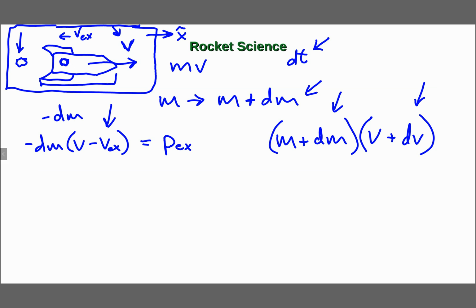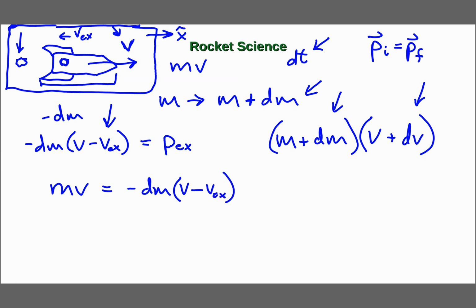So, I can always use conservation of momentum here because there's no external force on this, right? My system that I'm considering is both the exhaust and the rocket, so the only forces involved in this are internal. Okay? So my initial momentum, the rocket with all the fuel in it, is just mv, right? And then my final momentum is going to be the momentum of the exhaust. So we have this minus dm times v minus v exhaust, okay, plus the momentum of the rocket, m plus dm times v plus dv, okay?